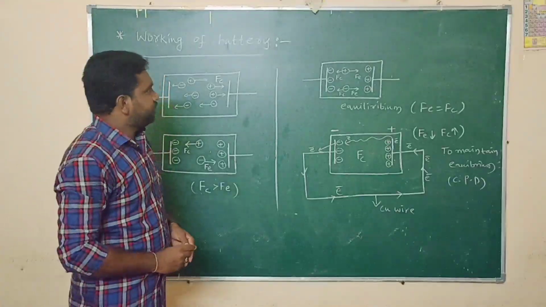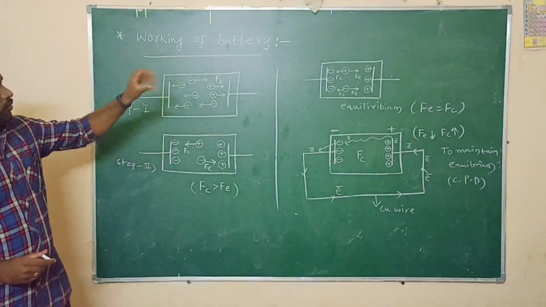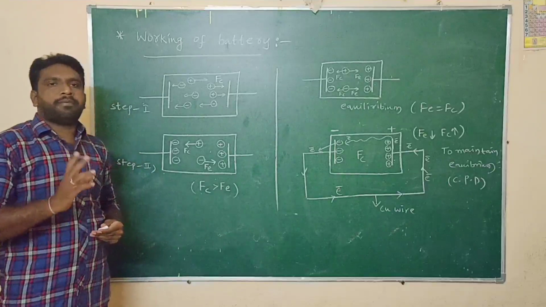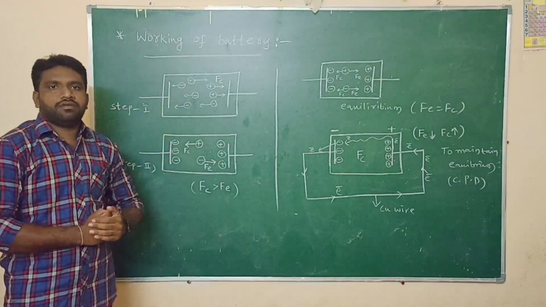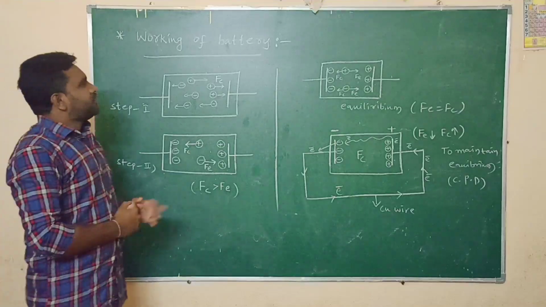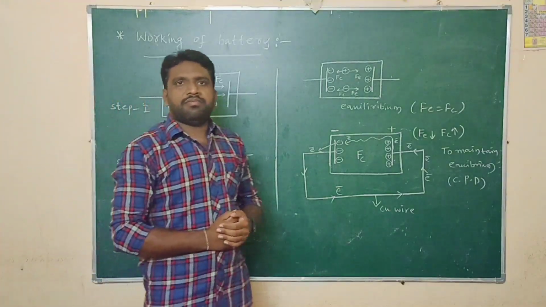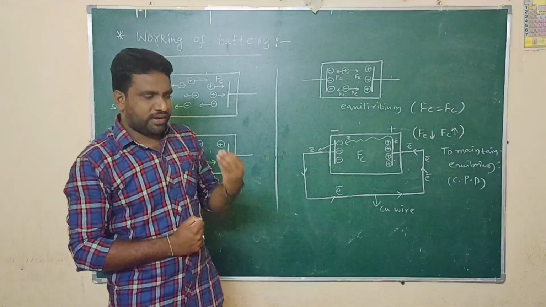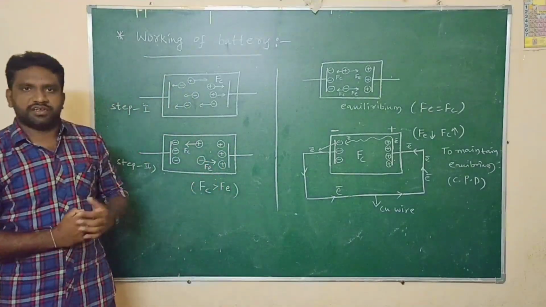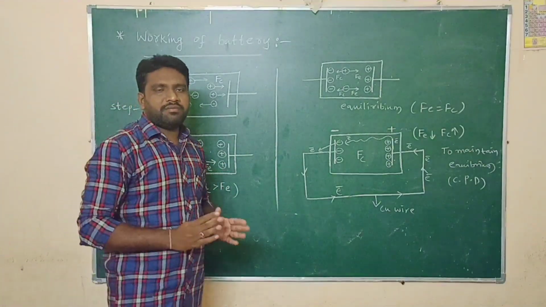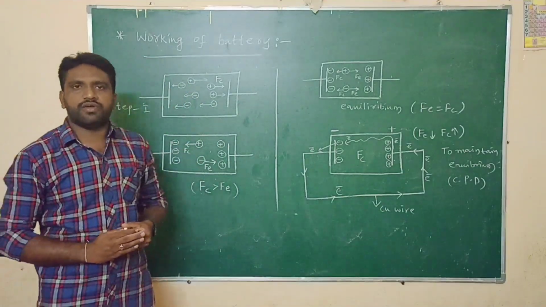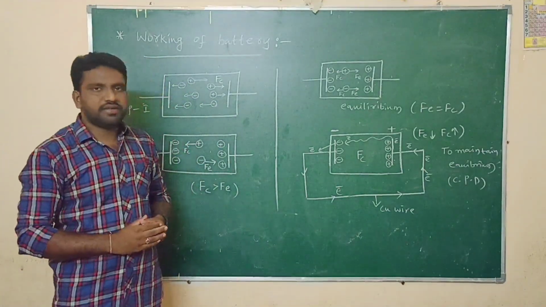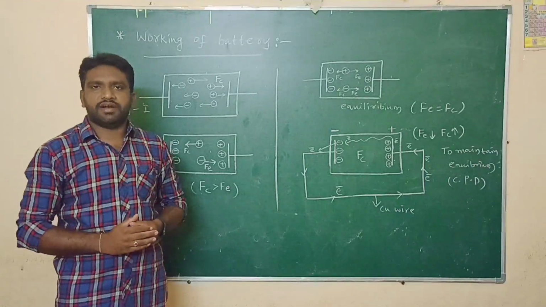Hi friends, in this video I am going to explain an important topic called working of battery. What is the purpose of a battery or cell in the circuit? The main purpose of the battery or cell is that it converts chemical energy into electric energy.